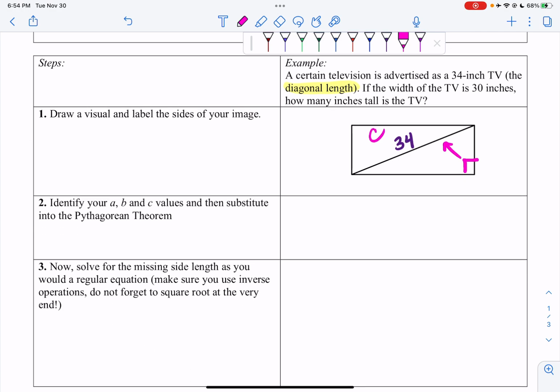Step 2 says identify your A, B, and C values, and then substitute into your Pythagorean theorem. Well, we know that the width of the TV is 30 inches. So I'm going to make that my width. So I have my 30. And I don't know what this is, so I'm going to put a question mark. If I look at this, I can say that 30 is my A, and then my question mark is my B. So I can do A squared plus b squared equals c squared. And I can make my substitution, so I have 30 squared plus b squared equals my c value of 34 squared.